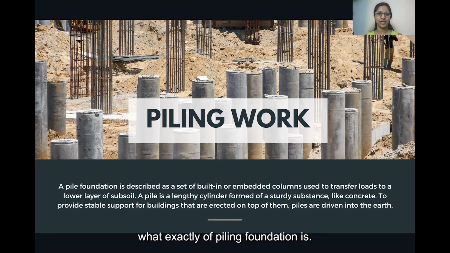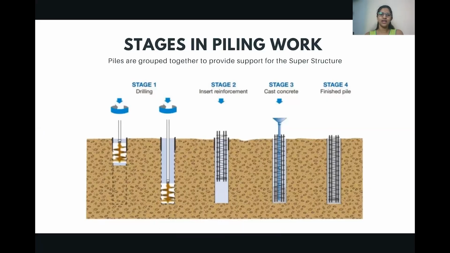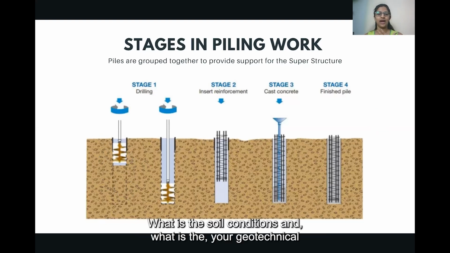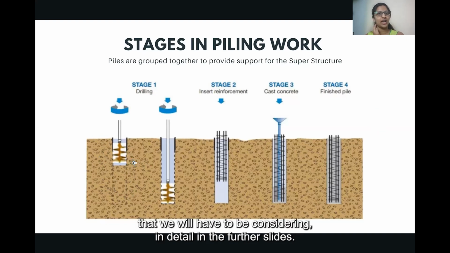Next, moving forward, let's see what the stages in the piling work are. This is the whole stage; I will show you with this cursor here. Firstly, we have multiple factors to consider: what are the soil conditions, what is the geotechnical history of that particular land, and what is the water level below? All of these considerations have to be taken first. I will talk about every single factor in detail in the further slides.